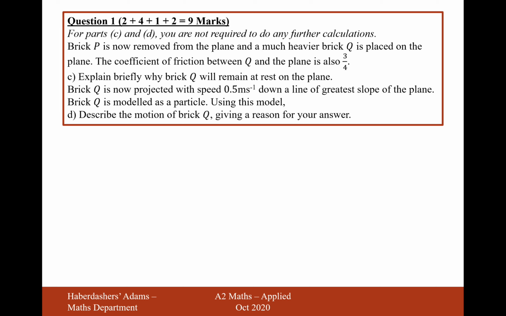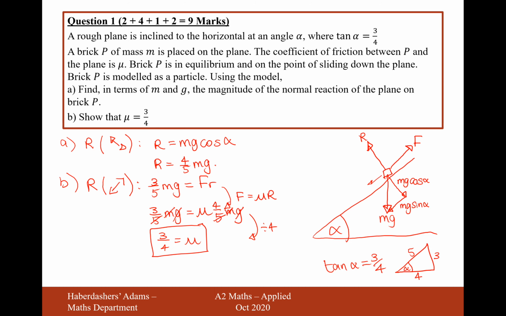Brick P is now removed from the plane and a much heavier brick Q is placed on the plane. The coefficient of friction between Q and the plane is also 3/4. Explain briefly why the brick will remain at rest on the plane. So the reason that Q will remain at rest on the plane is because as we've done all our calculations here, the mass has just cancelled out. So it doesn't really matter if the mass increases or decreases, the mass will always just cancel out. So it's always just going to remain in equilibrium if brick P remains in equilibrium.